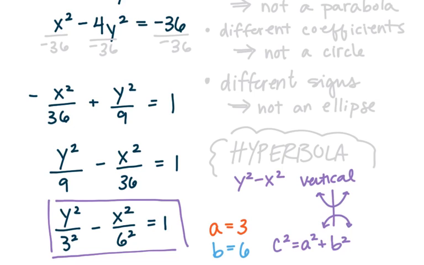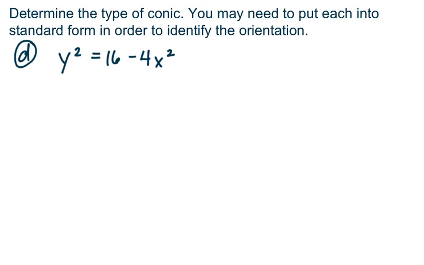Let's look at one last example. For our fourth example, D, we have y squared equals 16 minus 4x squared. Right off the bat, we know this is not a parabola. It's not a parabola because we have both x squared and y squared. I'm going to go ahead and get this into standard form because the circle and the ellipse and the hyperbola, they all look pretty similar. So I'm going to move that 4x squared over, which gives me 4x squared plus y squared equals 16.